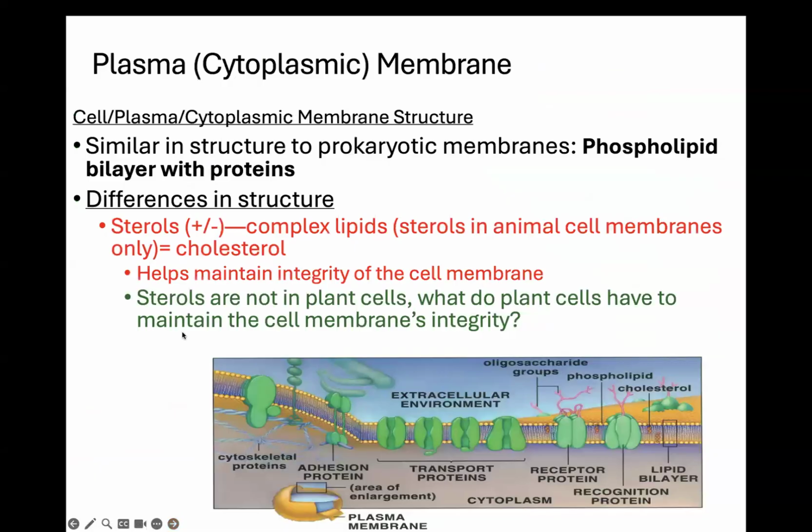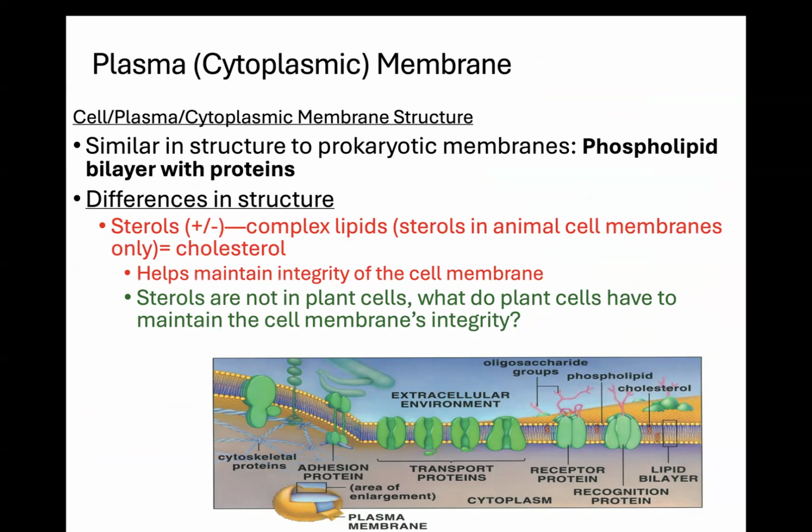Okay, starting off with the plasma membrane. All eukaryotic cells, and as a matter of fact all cells in general, have a plasma membrane. A plasma membrane is also called a cytoplasmic membrane, and is also called a cell membrane. They all mean the same thing. It's made up of a phospholipid bilayer, just like prokaryotic cells, and it also has proteins embedded in it.